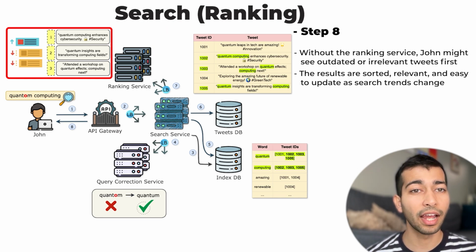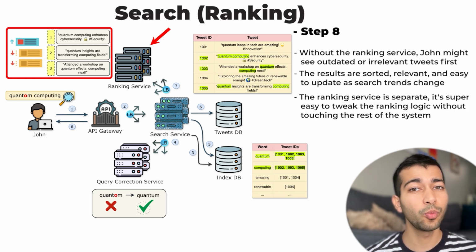And because the ranking service is separate, it's super easy to tweak the ranking logic without touching the rest of the system. Now we have seen different parts of the search design already: fuzzy search, ranking, and now there's one last piece we are adding, caching. So let's take a look at the final design diagram, which includes all the components working together to make Twitter search fast, accurate, and efficient.